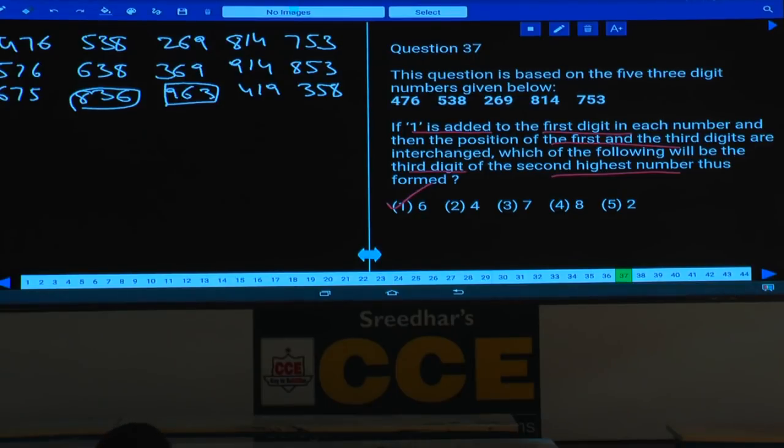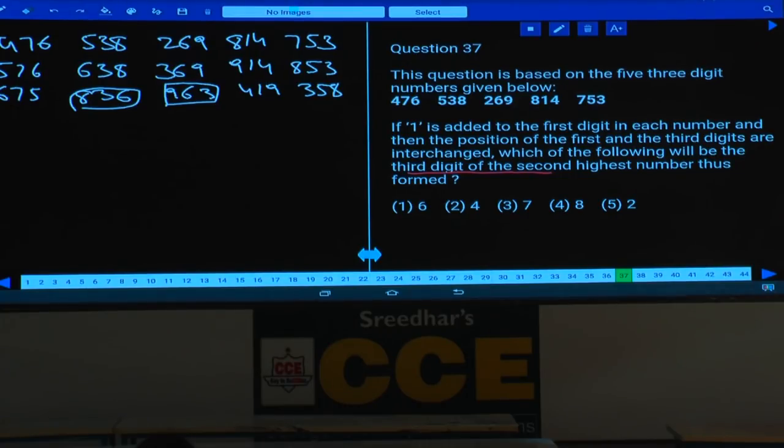Done with this? Again. Now 1 is added to the first digit in each number, and then the positions of the first and the third digits are interchanged. Which of the following will be the third digit of the second highest number? Second highest number means tell me which number is coming to the first place? The third digit. Now we should identify the second highest third digit.